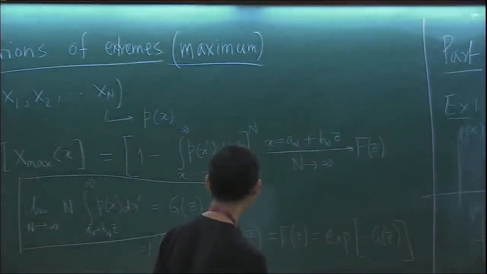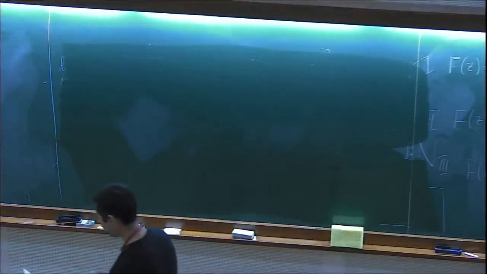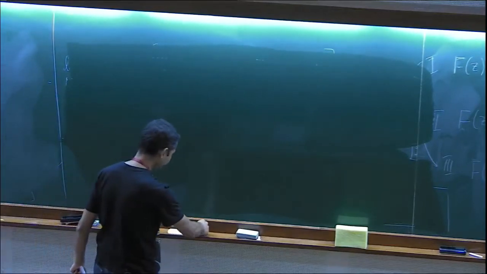So now let's go to a more systematic way. That's part 2. What is the meaning of a limit distribution? We said that if you take the system size n to be very large and scale suitably, it always converges to that distribution, right?